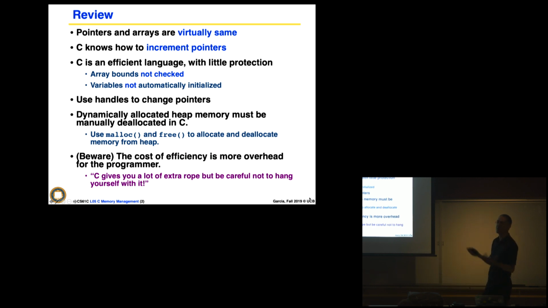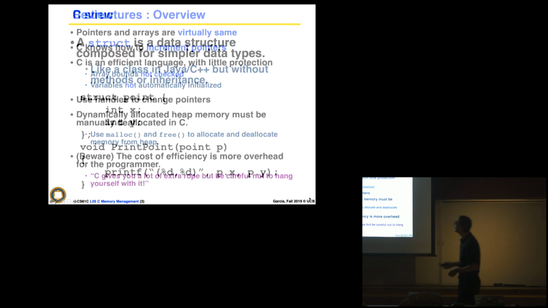C is efficient, but you've got problems when array bounds are not checked because it's just too fast to check those, and variables aren't initialized. Again, all about speed. It handles the way you change pointers. That was the example we did last time. You can dynamically allocate space. Malloc and free is one way to do that. That's a way to call a subroutine, create some space, return it, and now you can use it. You can also dynamically allocate space with a dynamic array, but you can't return it from a subroutine because you can't use that space outside of the subroutine. And C gives you a ton of rope that you can hang yourself with.